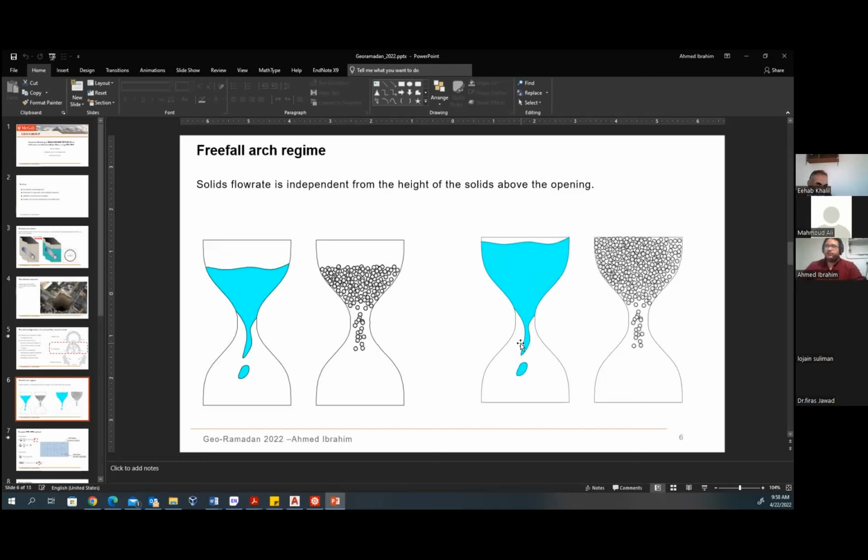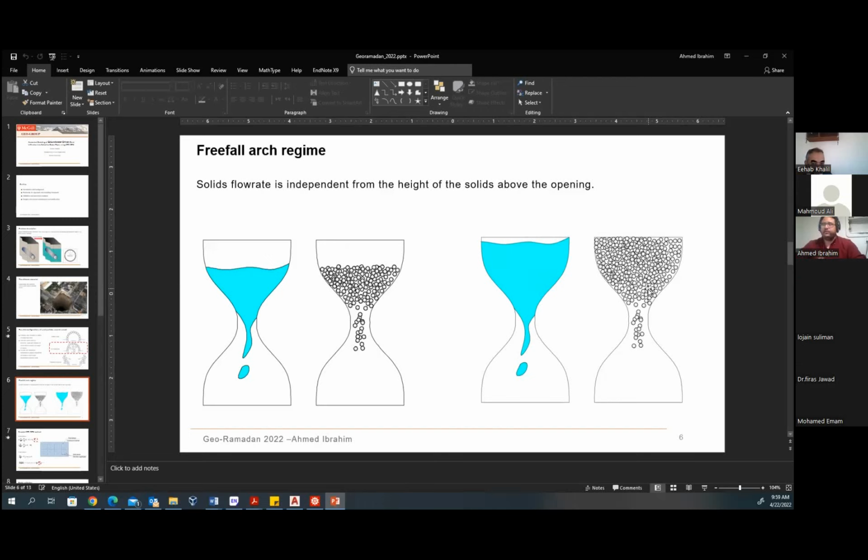While in water flow, we want the water flow or the outflow to increase by increasing the head above the opening. In the sand flow, it is not the case. And this actually has been known for almost 2 centuries now, and it was only quantified back in the 60s with Beverly and his collaborators. It was known as the closed vault effect, the free fall arch regime, and so on.